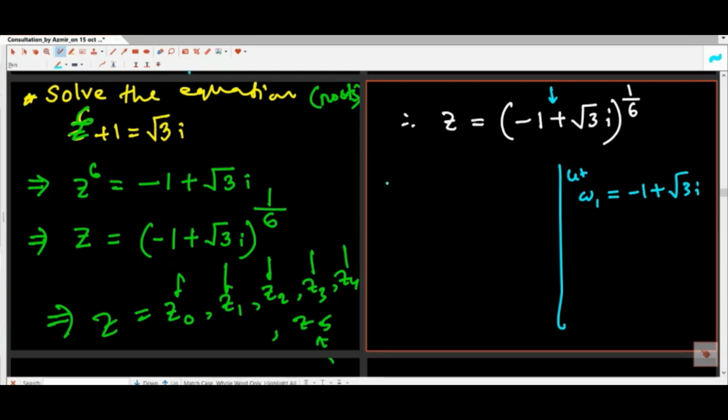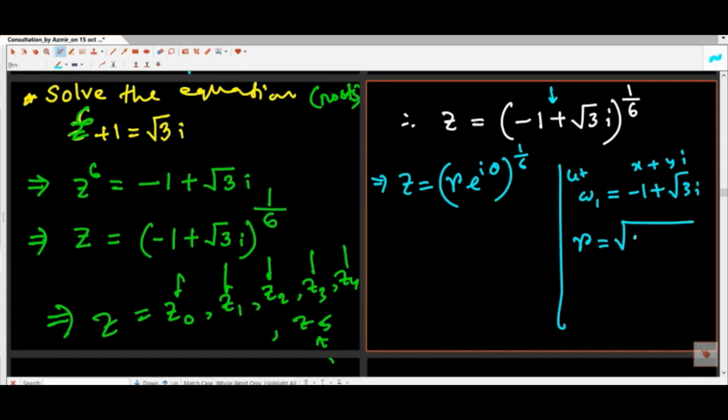So now what you have to do, you have to convert this rectangular form. It is in rectangular form, that is x plus yi. The standard form is x plus yi. So this number is in rectangular form. So we have to convert this into polar form, R e power i theta, and we have power 1 over 6. So how to convert this one to polar form? We know that we have to find R. So R equals square root of x squared plus y squared, that is, (-1) squared plus (root over 3) squared.